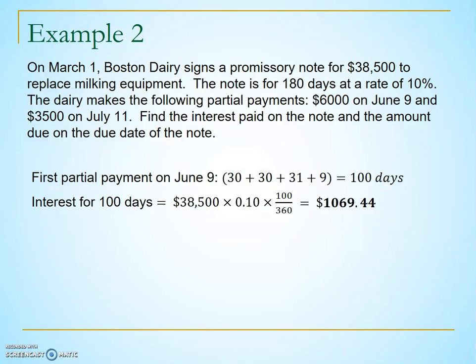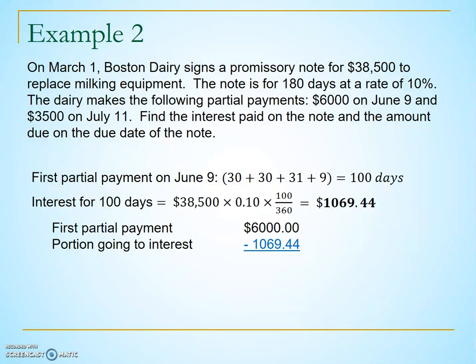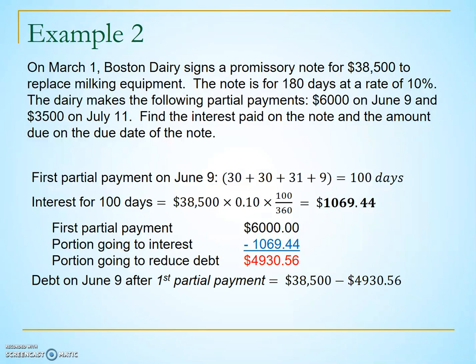The first payment is $6,000. Subtract the portion of the payment going to the interest results in $4,930.56 being applied towards the principal. So the amount due after this first payment on June 9th is $38,500 minus $4,930.56, which is $33,569.44 still owed on the loan.